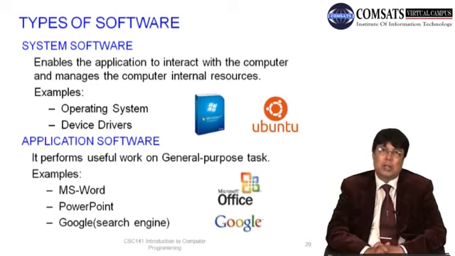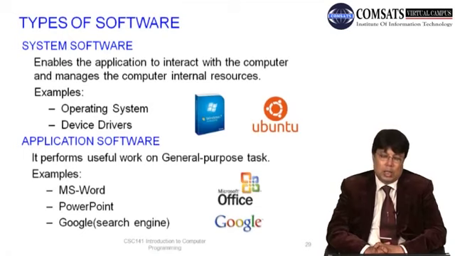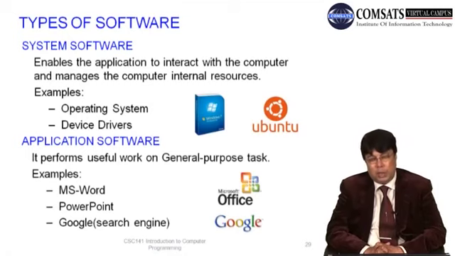Then comes application software. The system software is only required to maintain the computer, to process the information and operate the machine. But if you are required to process the information with reference to the users, with reference to the utilization of the computer fruitfully by the user, then you need software which is called application software.